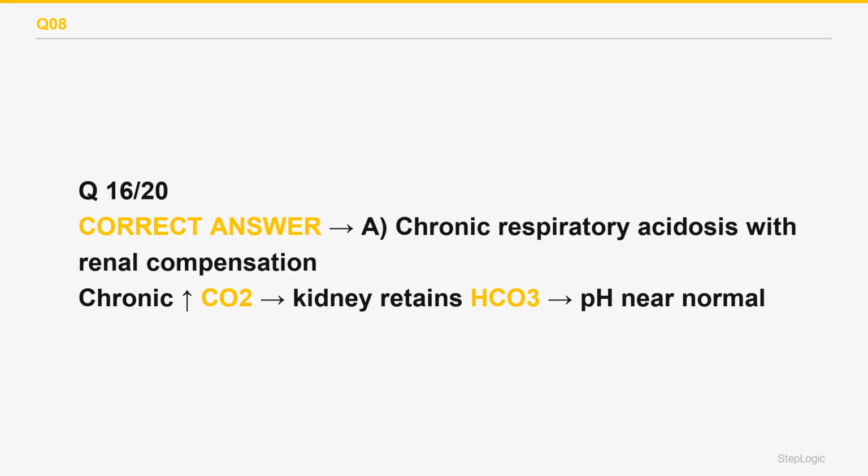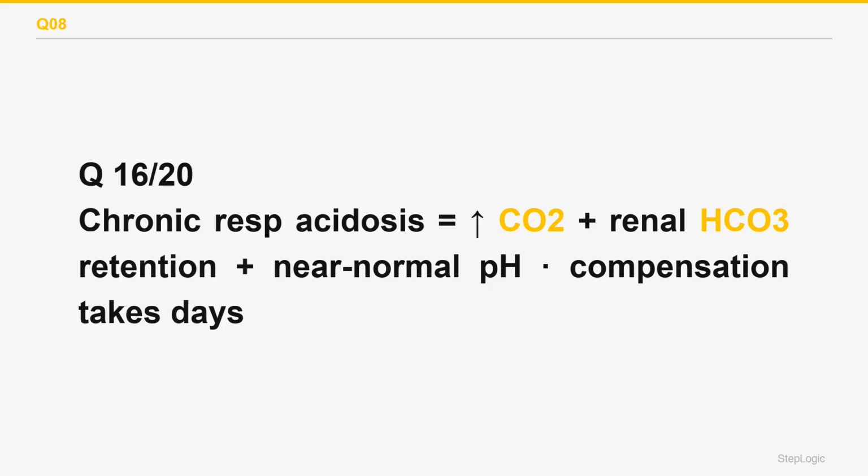The correct answer is A. The key insight is timing. Renal compensation takes 3 to 5 days to develop fully, so a near normal pH with a high CO2 means the process is chronic. The kidney has had time to respond. The elevated bicarbonate is appropriate compensation, not a separate primary metabolic alkalosis. This is the expected steady state for a stable COPD CO2 retainer.